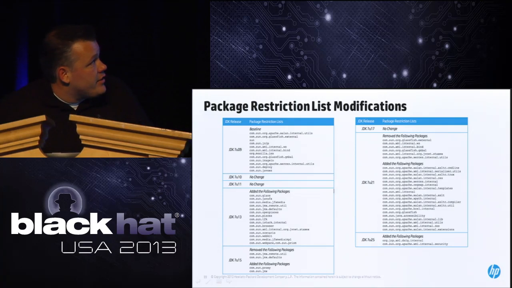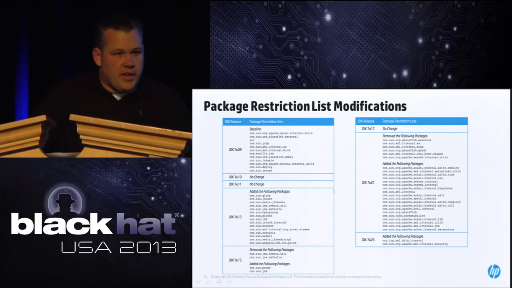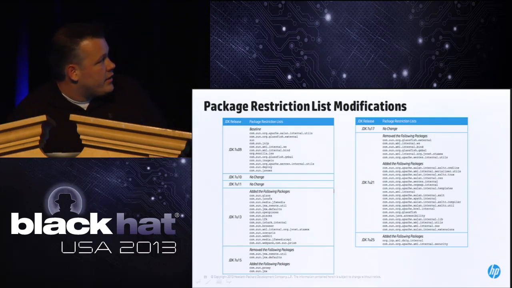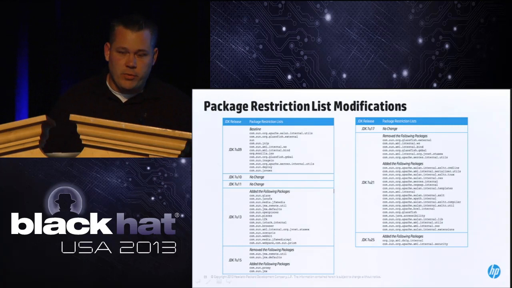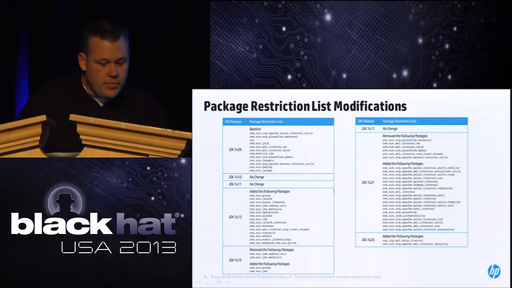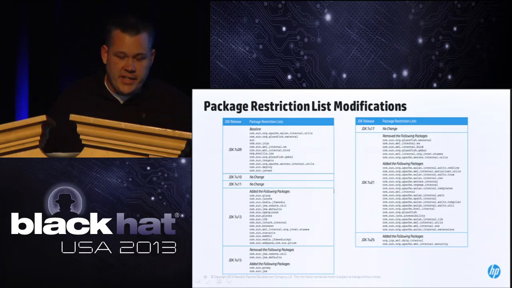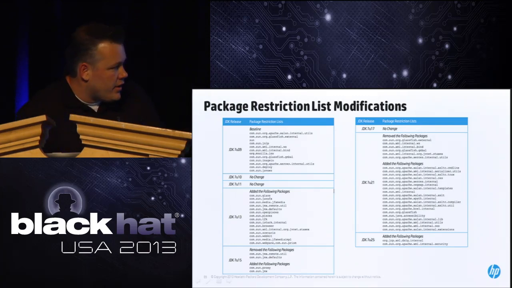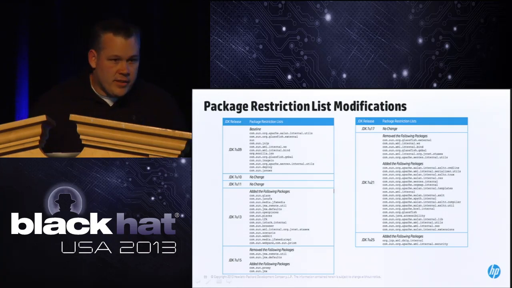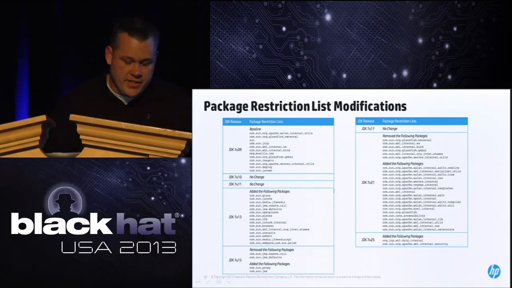What you see on the screen here is the package restriction list modifications over the last several releases. We baseline this at U9, and at that point there were 12 packages being restricted to applets. In U10 and U11 they didn't make any changes, but in U13 they added another dozen packages to that restriction list. And you see, in the example of the untrusted pointer dereference, com.sun.webpane at the bottom there, they added that and it effectively mitigated that vulnerability in the JavaFX component.